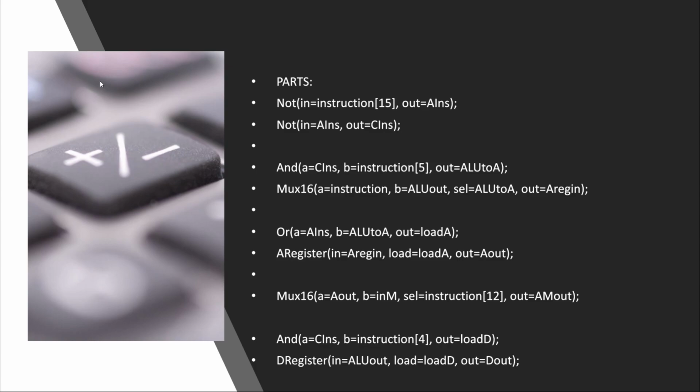In the next part, we are using OR gate, which would be loaded either by A instruction or ALU output. So, if any of them is true, then load A would be 1. After that, we are using A register, which takes output A regin from MUX and our load A from OR. Again, we are using MUX16, which takes the output of A register and inM value in data memory register. It will select A or M depending upon the 12-bit instruction.